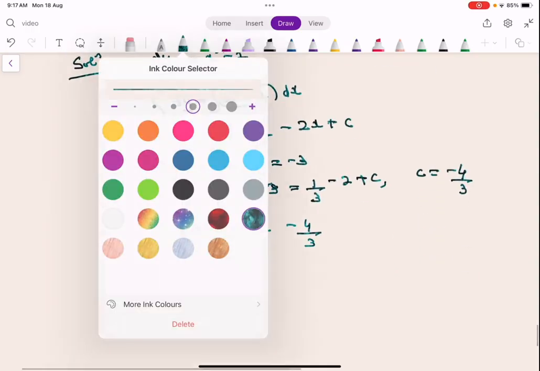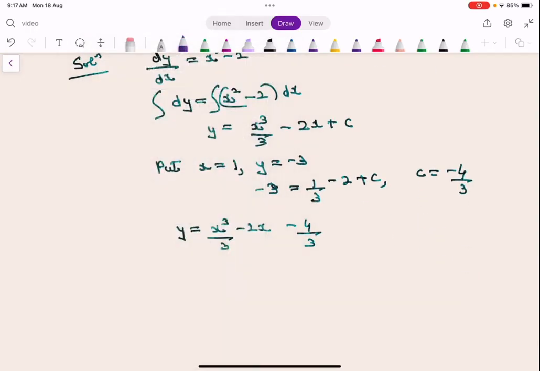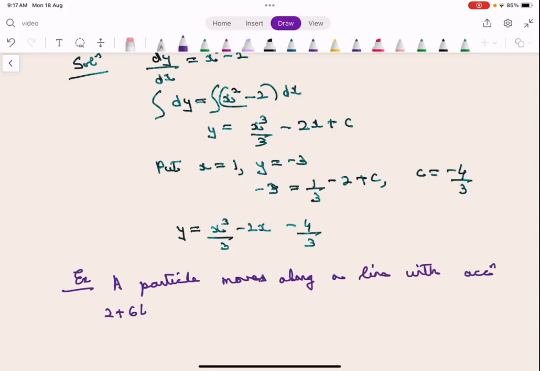Okay, let's move on to the next question, and that would be a particle. This is also a word problem. A particle moves along a line with acceleration 2 plus 6t at time t.